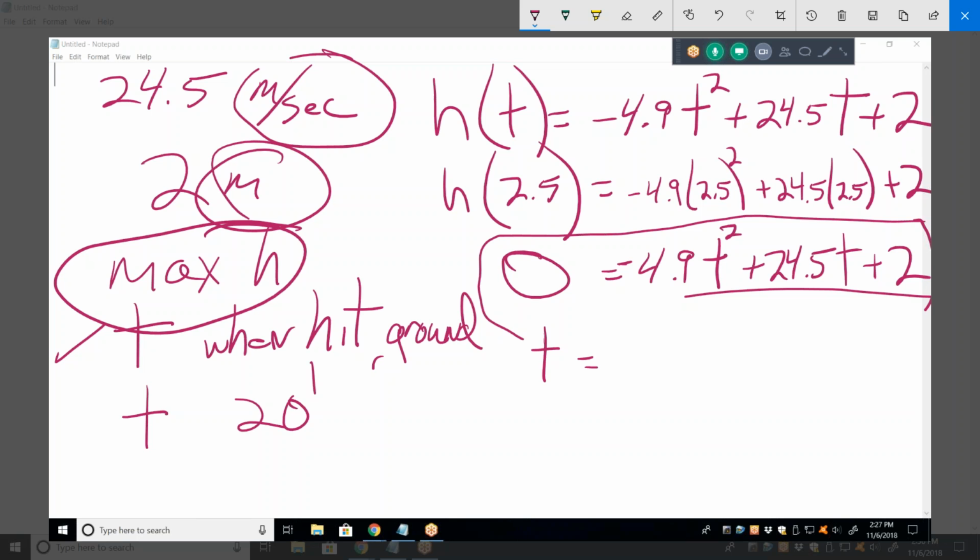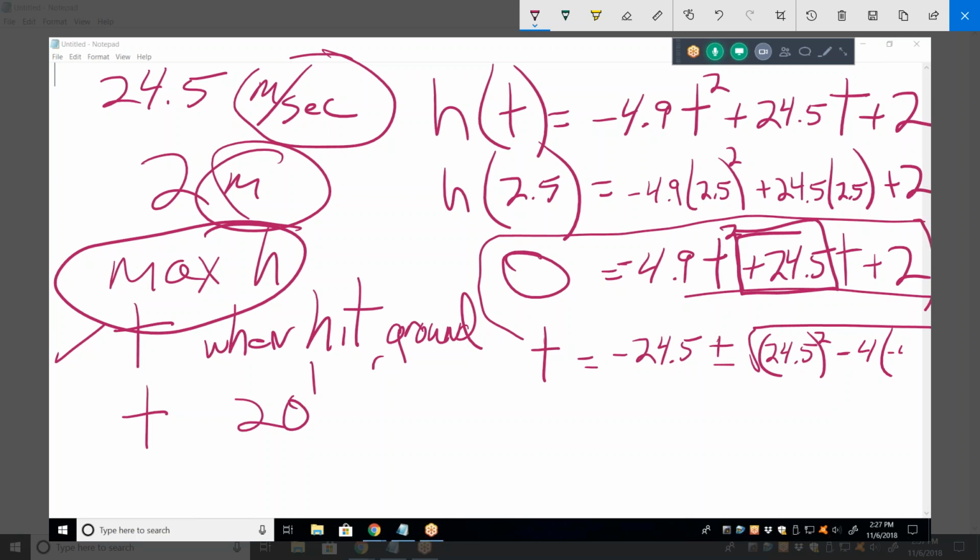It's negative b. Right? That's b right there. The quadratic formula starts out with negative b. Plus or minus. Okay. Is it 9.8 or 4.9?